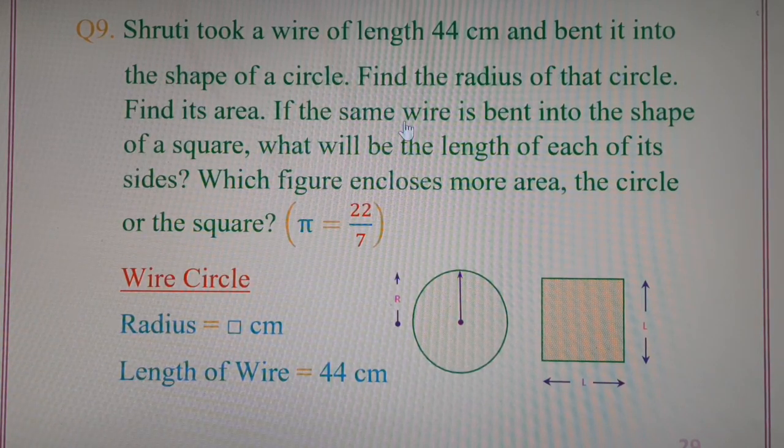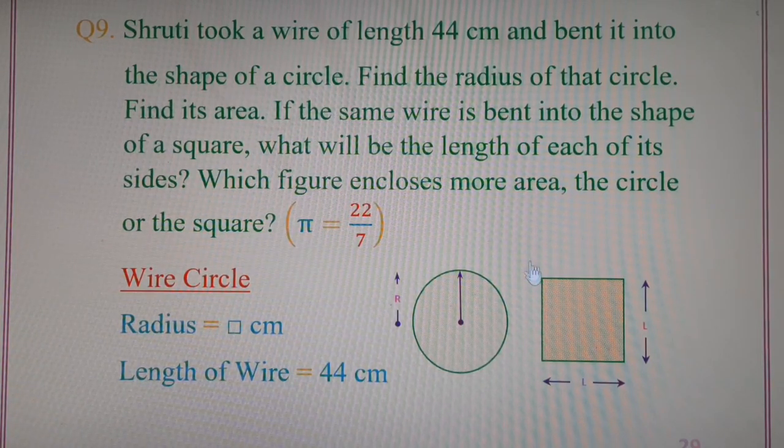We have to calculate the area of the circle. Now later on, she bends the same wire into a square shape. So she's again straightening this wire, making it straight, and then again she's bending it into a square shape. So the wire length remains the same. She is not increasing or decreasing the length of the wire.